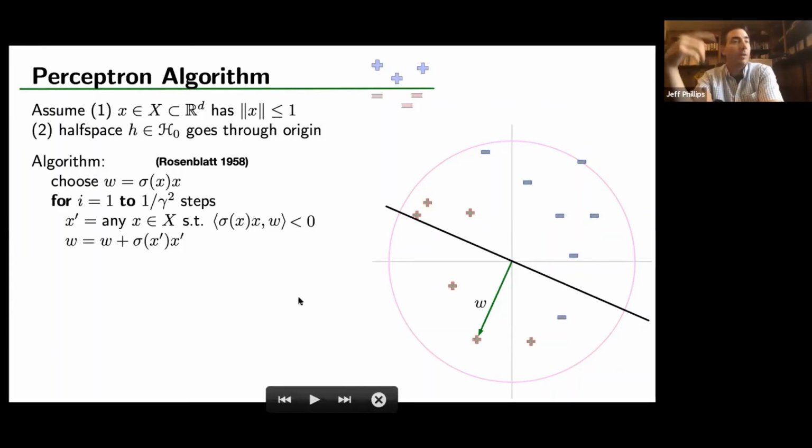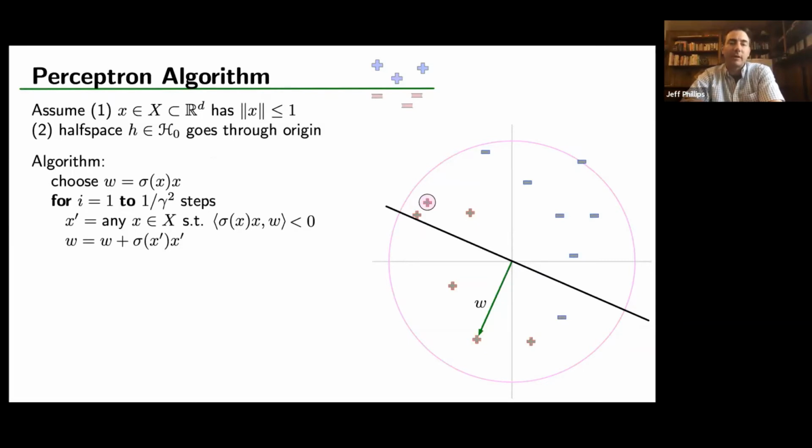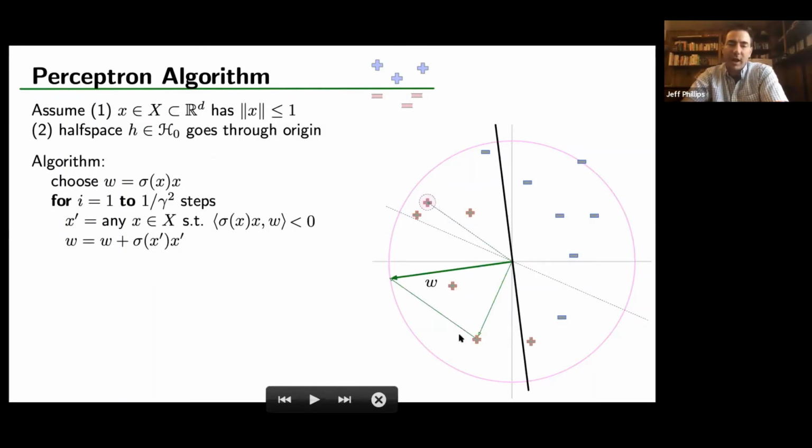And then I iterate 1 over gamma squared steps, where gamma is this margin, and let me go through these steps here in an animation. I find any point which is misclassified, this plus point, and what I do is I just add it onto my vector W. I add the vector towards that point, this green dashed line here, onto the old vector W, and I get a new vector W. This happens to be normalized, but that's an accident. This is my updated classifier. The classifier is then the boundary, which is normal to this vector. It turns out I've misclassified fewer points than before, but I can still find one, so I repeat this. As long as I can find one, I repeat this.